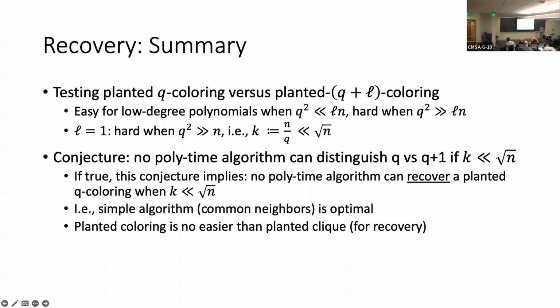Okay, and so the conclusion is that this simple algorithm based on common neighbors is the best you can do, and that planted coloring is no easier than planted clique, at least for the recovery version of the problem. Is this okay?